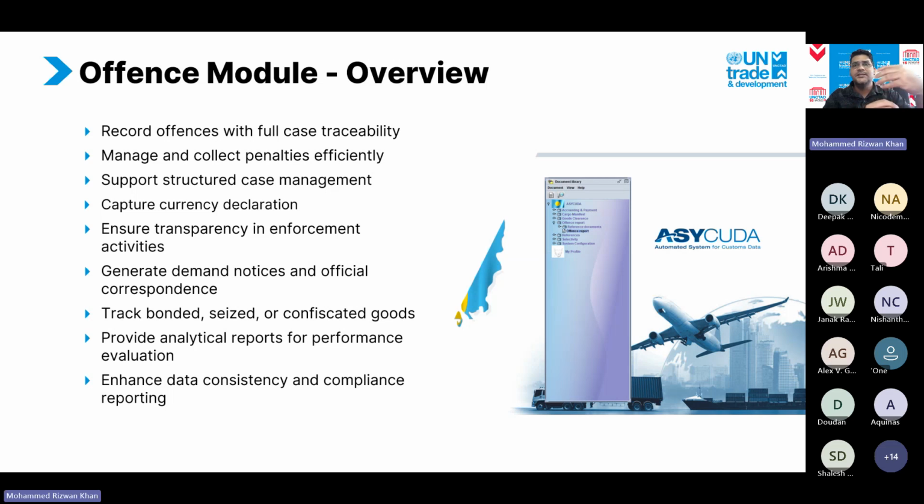Firstly, the system allows officers to record offenses directly in ASYCUDA, and this is entered through this module. Each case includes details like the offender, the offending party, the offense type, the date of the offense, which officers were responsible for dealing with that particular offense, as well as any other intervenants, other agencies involved in this particular offense.